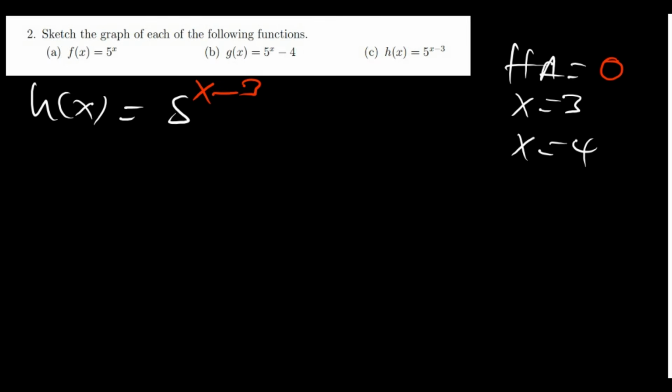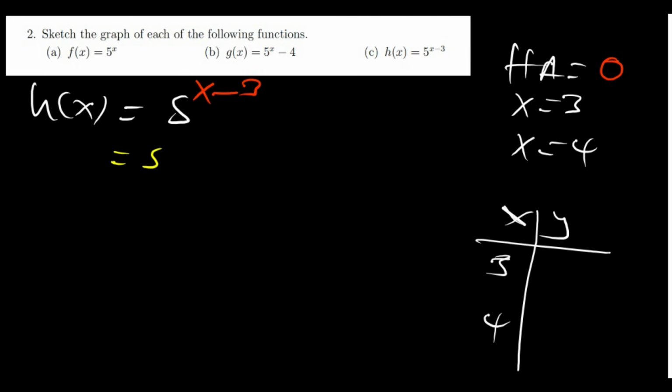Now let's see what we're going to have, the coordinates. So we have x, y. If x is 3, what will be the value of y? And if x is 4, what will be the value of y? Let's see. If I plug in, I have got 5 to the power, if x is equal to 3, 3 minus 3 is going to give us 0. Any number to the power 0 is 1. So if x is equal to 3, y will be equal to 1. What about when x is 4? It's going to be 5 to the power 4 minus 3, which is 5 to the power 1. Any number to the power 1 is the number itself. So 5 is going to be our y value if x is 4.